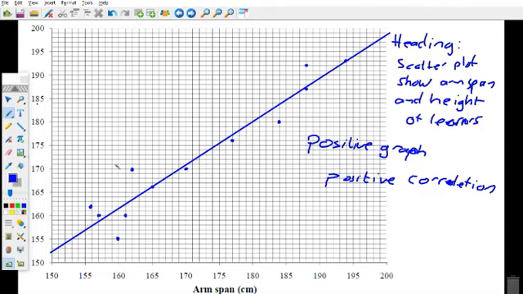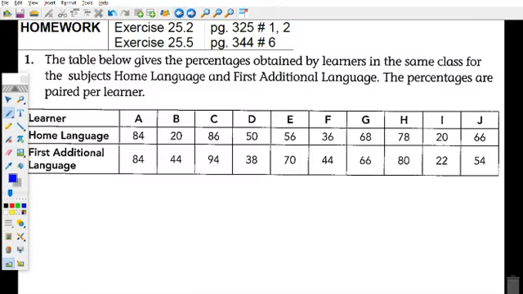Okay, any questions? So with scatter plots, all we've done is take information and put it into coordinates. We have an x and a y coordinate, and then we put in a line of best fit, which is the line that touches or is close to as many of the points as possible. Now take out your workbooks, and we're going to do this example in class.